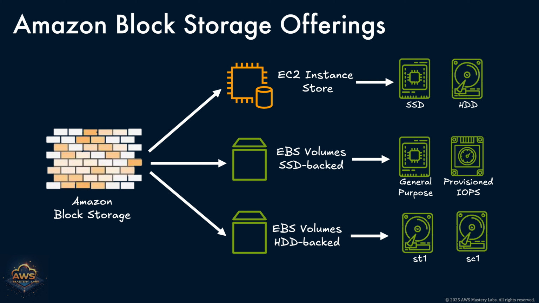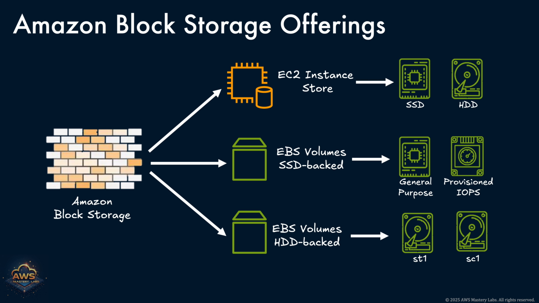The middle path highlights EBS SSD-backed volumes, which offer persistent block storage. These volumes come in two types: general purpose, GP3 and GP2, balanced for price and performance, suitable for most workloads like boot volumes, small to medium databases, and dev test environments. Provisioned IOPS, IO2 and IO1, are designed for I/O-intensive applications like large databases that require high throughput and low latency.